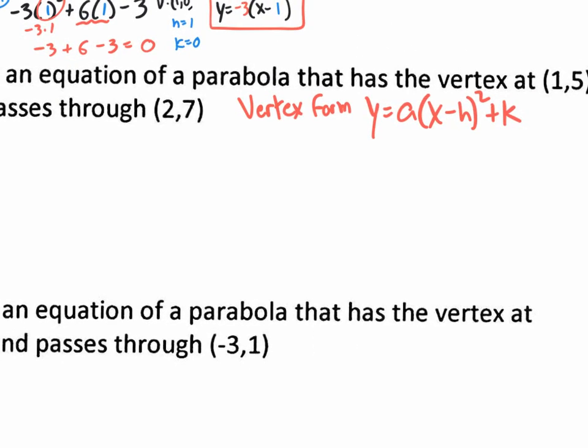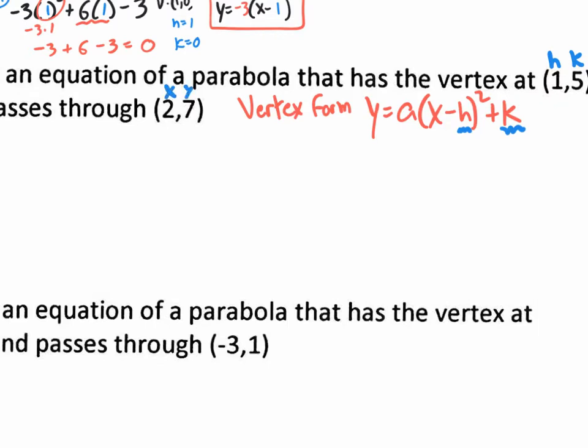Now, if we had an a value, an h, and a k, I would just plug in the a, the h, and the k, and I'd be done. That would be my equation of the parabola that has the vertex (1, 5) and passes through (2, 7). Do they give us the vertex? Yes, they do. They give us the h value and the k value that you're going to put in right here and right there. But do they tell us an a value? No, they don't. They actually give us another point. And what is a point? A point is really an x value and a y value.